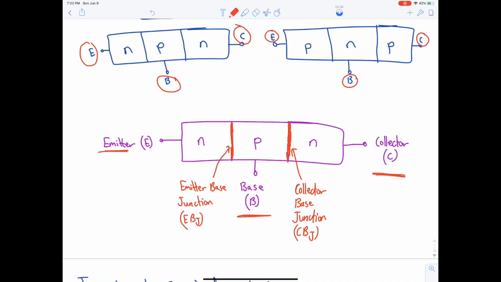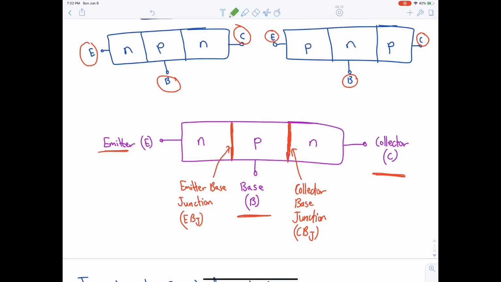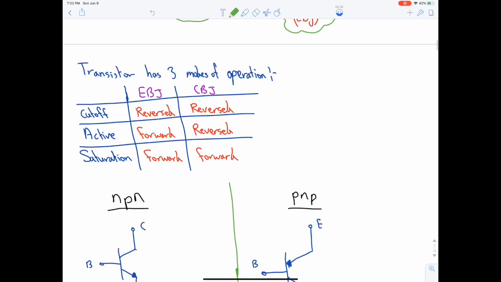The transistor consists of two PN junctions: the emitter-base junction, EBJ, and the collector-base junction, CBJ. Depending on the bias condition, forward or reverse, of each of these junctions, different modes of operation of the BJT are obtained, as shown in the table here.